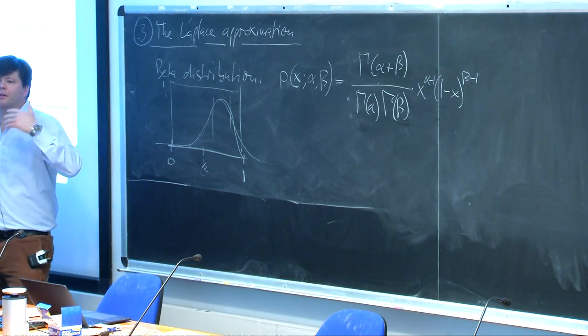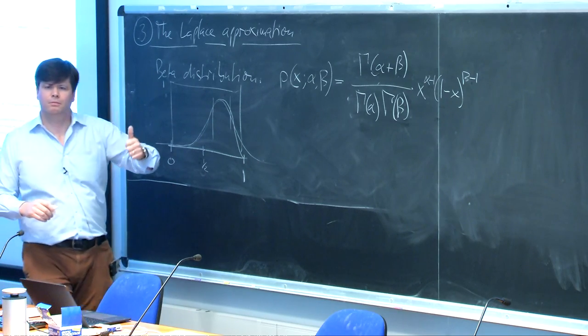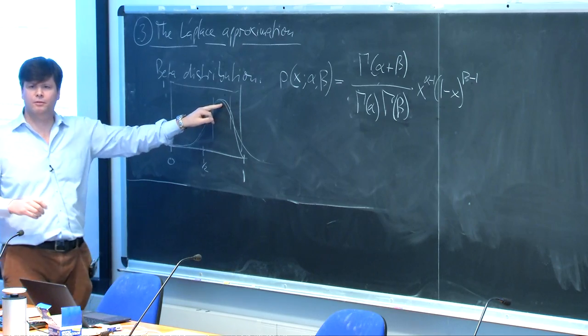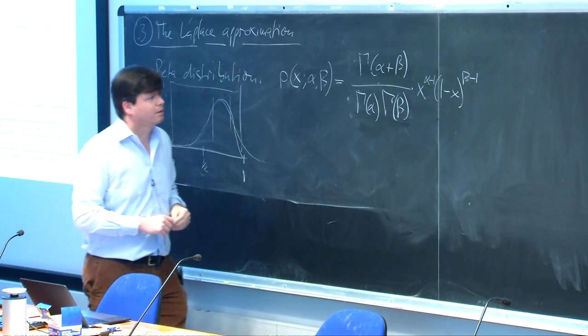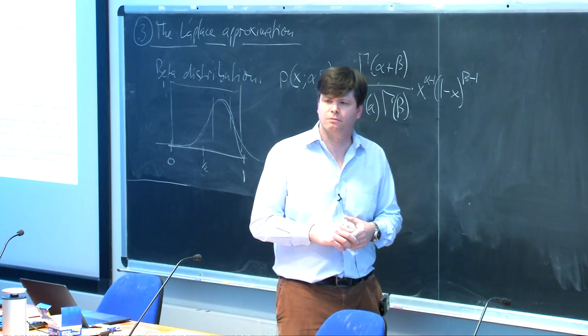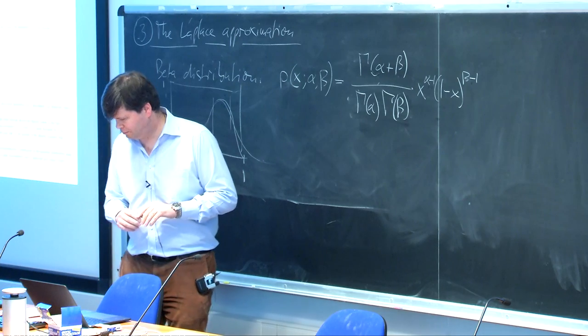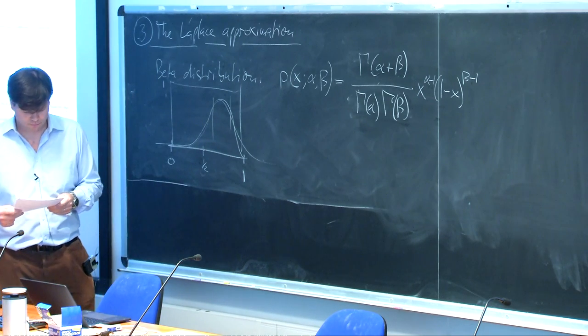So using a Gaussian as an approximation at the peak of your distribution has come to be called the Laplace approximation. And that's what we're going to do in general here. That's just the basic idea of it.